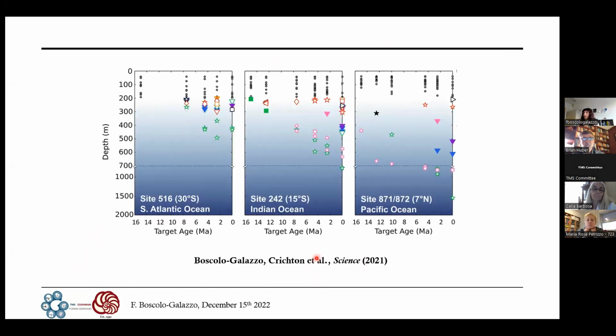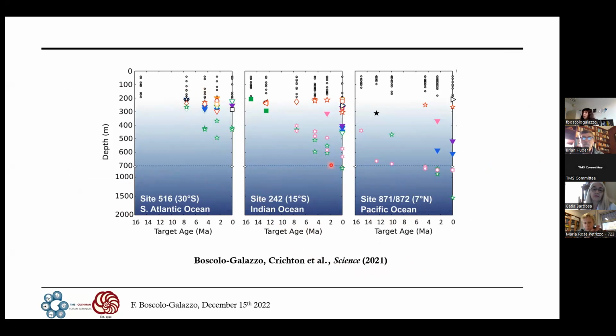So here I'm showing one of the figures from the Science paper. This is basically the figure that we use to show the planktonic foraminifera depth habitat evolution since the Middle Miocene. I'm showing here 3 representative sites, a mid-latitude site in the Atlantic Ocean, a tropical site in the Indian Ocean, and a tropical site in the Pacific Ocean.